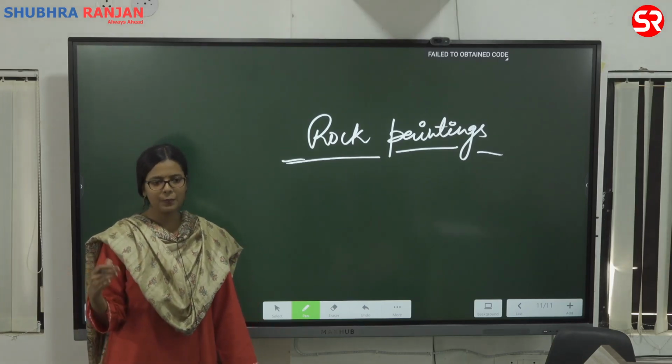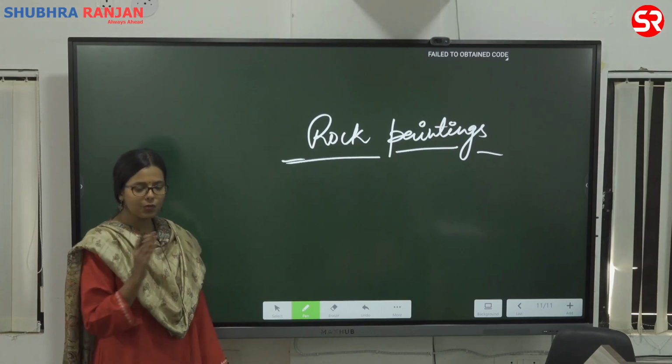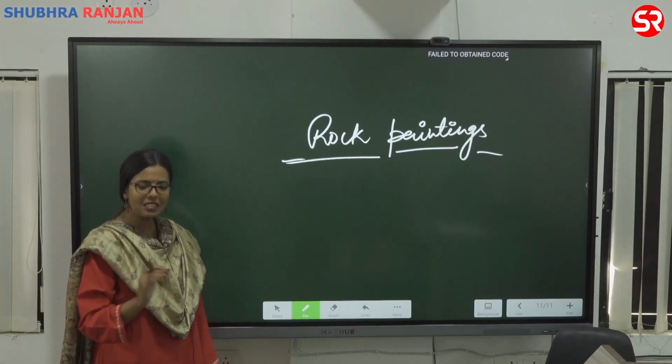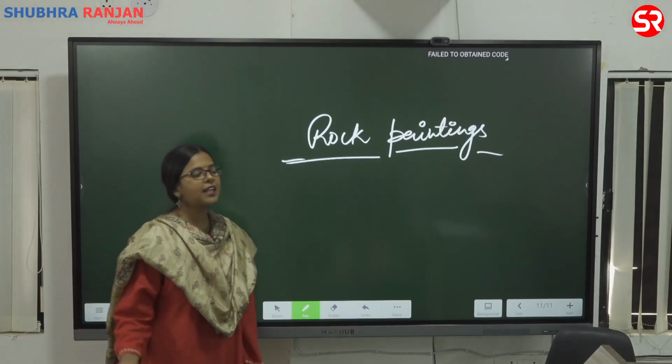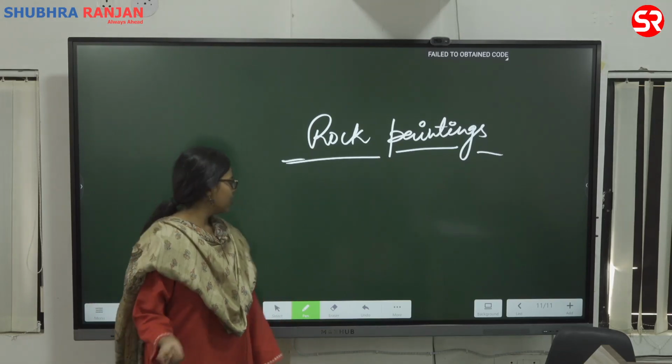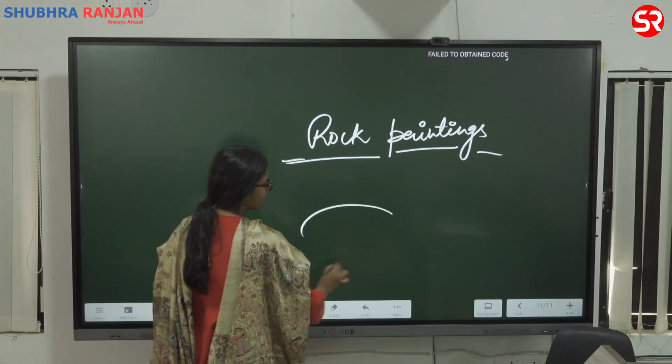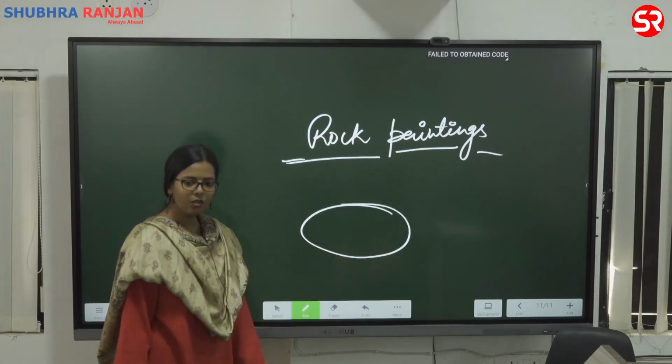When we are looking at paintings, they paint the things which were important to them or which were present in the society. So when we look at paintings, what kind of paintings are there? There is one painting where there is a pond.